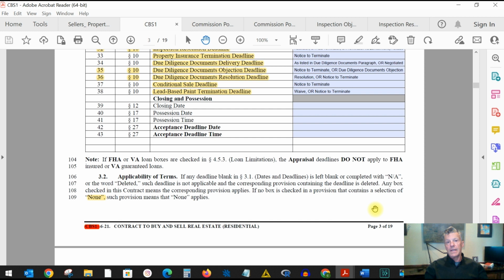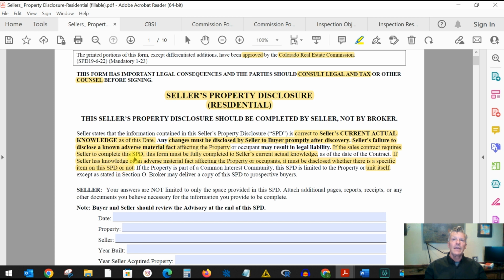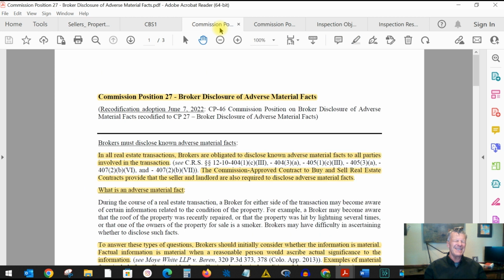Okay, so you fully understand how the seller's property disclosure ties into your main purchase contract. So let's go over to the seller's property disclosure and run through this. So let's go ahead and figure out what an adverse material fact is. And we're going to take a look at the broker's required disclosures. And this is what they call Commission Position 27, Broker Disclosure of Adverse Material Facts. What is that?